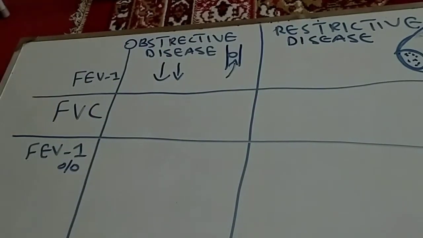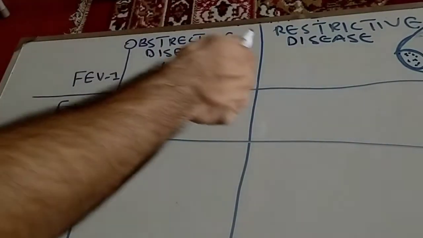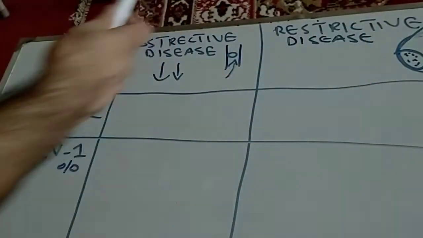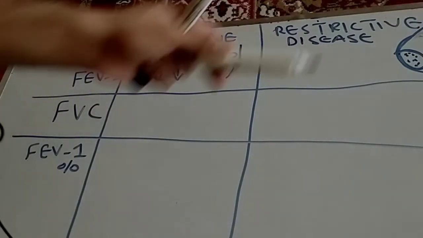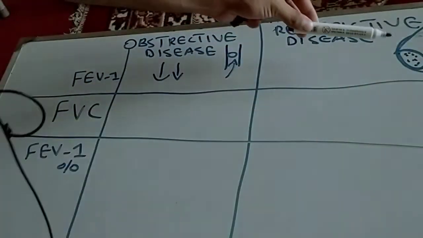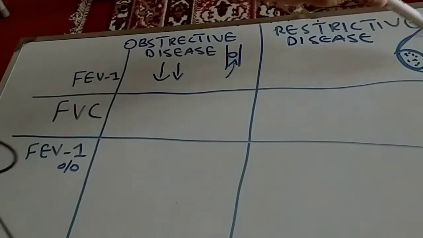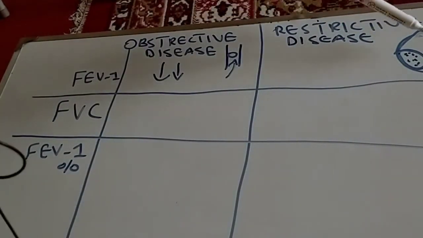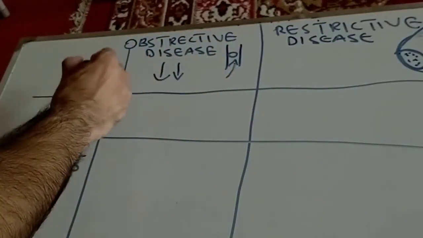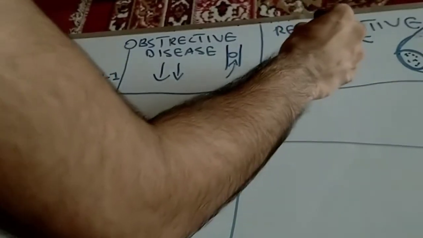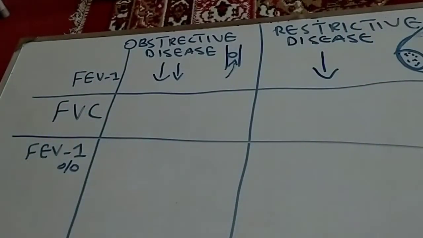And talking about the FEV value in restrictive disease, it would not be very much less, because from this particular area air can be expelled out. Only from this particular area air cannot be expelled out. But from this area which you are seeing, the air can be expelled out. So that's why the forced expiratory volume in restrictive disease would not be too much less.